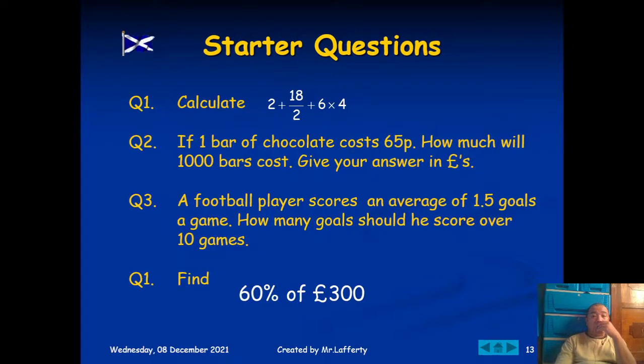65,000 pounds. A football player scores an average of 1.5 goals a game. How many goals should he score per 10 games? 1 game, 1.5 goals. 1 is to 1.5 is equal to 10 times 1.5. 15.